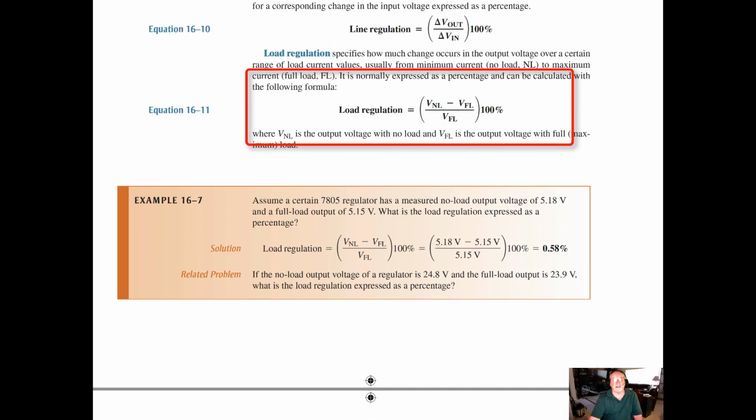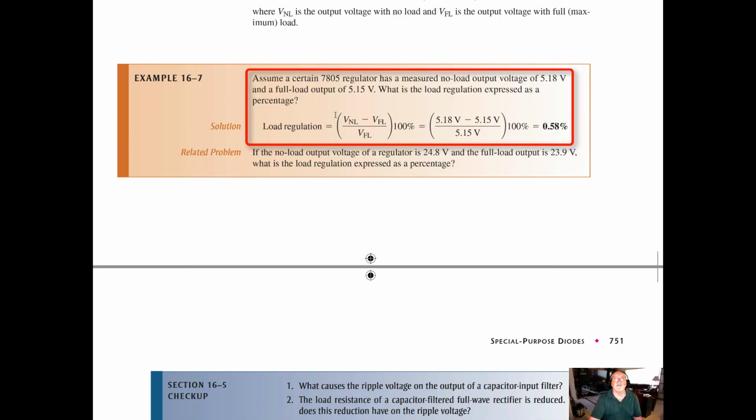If we take a look at this example, assume a certain 7805 regulator has a measured no load output voltage of 5.18 volts and a full load output of 5.15 volts. What's the load regulation expressed as a percentage? So you can see we're going to use the load regulation formula, no load minus full load divided by full load times 100%, and we get a little over 50%, almost 60% as the load regulation.